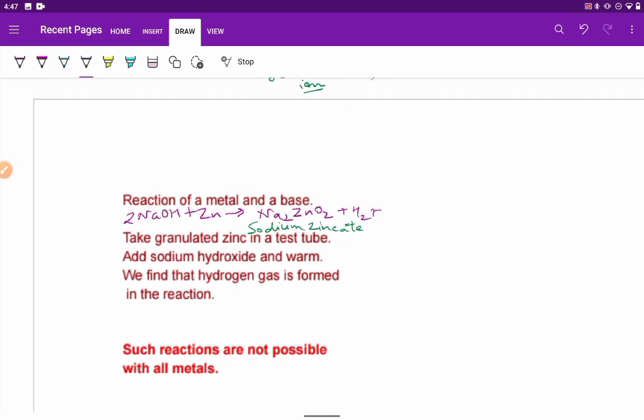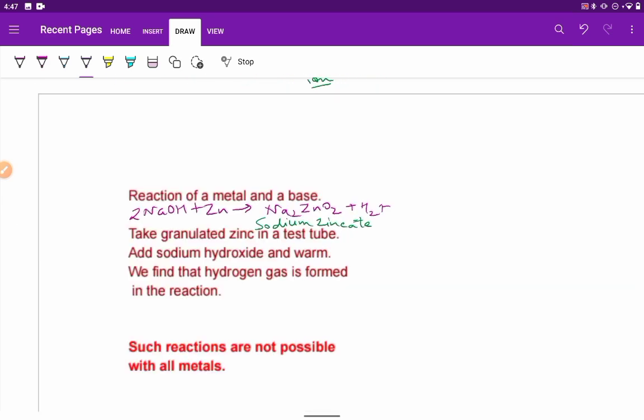Next is reaction of a metal and a base. Bases like NaOH, KOH. OH ion is there means it is a base. Like NaOH and zinc. If we take some granulated zinc in a test tube, and add sodium hydroxide solution NaOH and warm it, here also we find that there is formation of hydrogen gas along with sodium zincate. So what is sodium zincate? Na2ZnO2, sodium zincate. So the reaction is 2NaOH plus Zn gives Na2ZnO2 plus H2. This is sodium zincate.